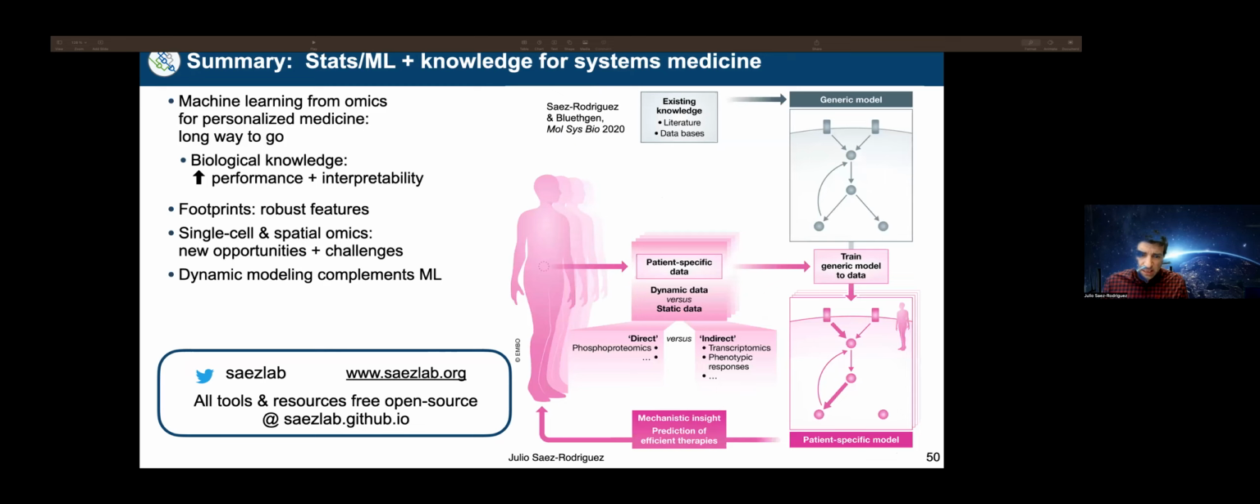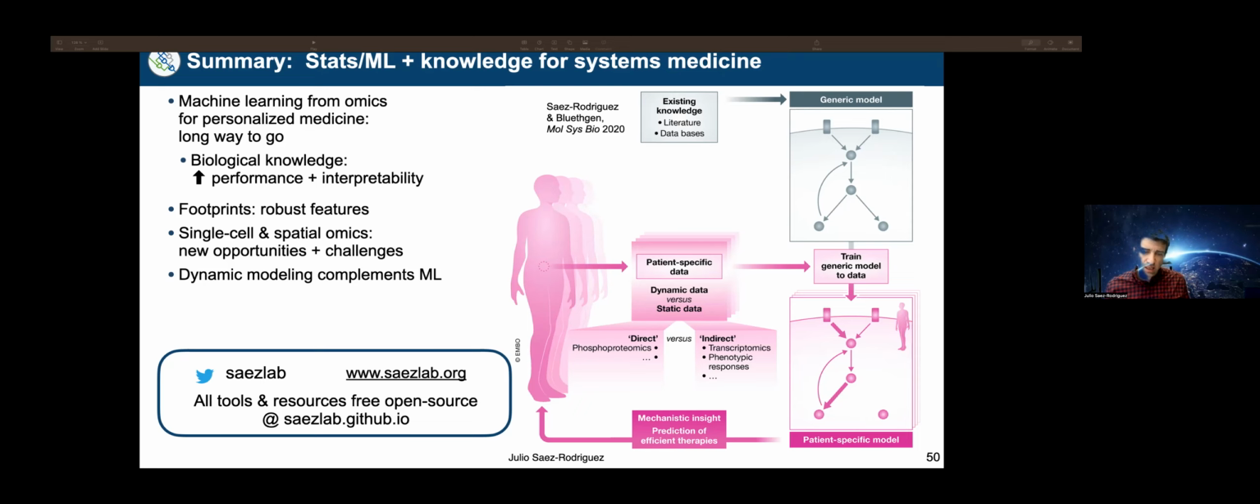And just to summarize, I started talking about how we can use machine learning from omics data for personalized medicine. As I illustrated, even with the relatively simple case of prediction of drugs on cell lines, there is still a long way to go to apply machine learning in this context. But that's why we think that the biological knowledge can increase the performance and interpretability, so it can be a helpful tool in this context. And I showed you how we use this footprint idea to estimate key features like pathways and transcription factors, how we can use these approaches also for single-cell spatial technologies, which open a lot of new opportunities, but also come with their own challenges. And finally, how this dynamic model based on perturbation and on time series can complement machine learning. It should be done in a more targeted way, but in those cases, it's also helpful.